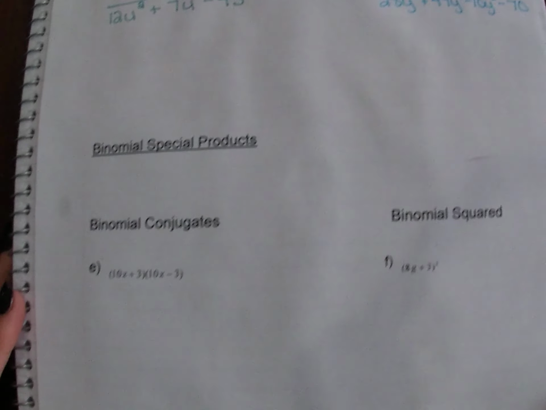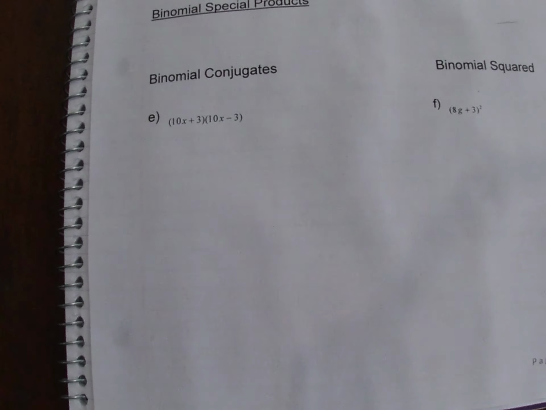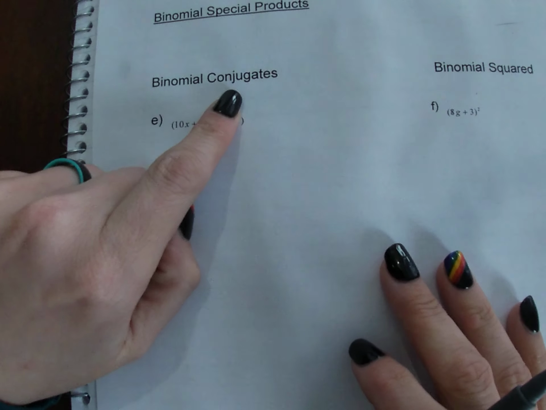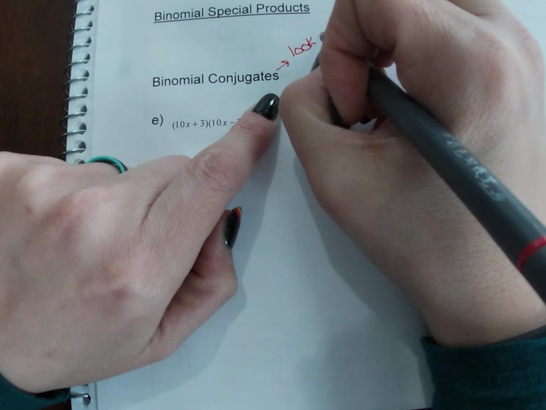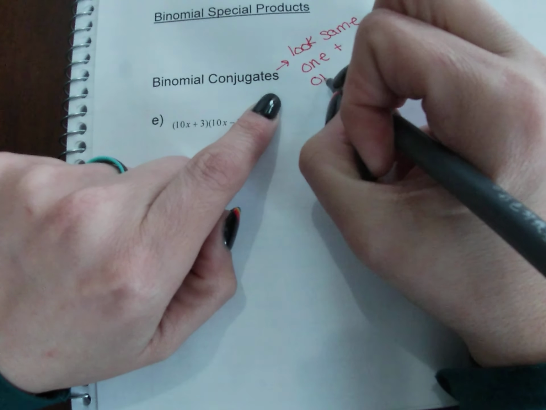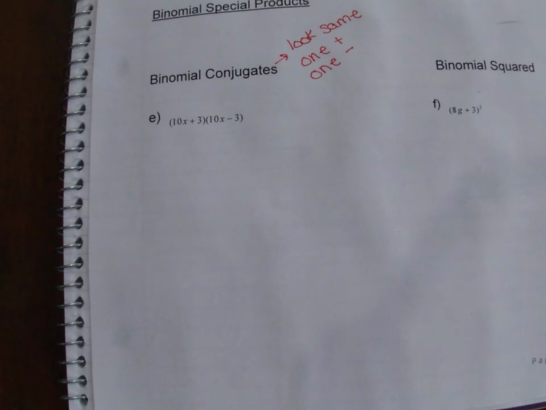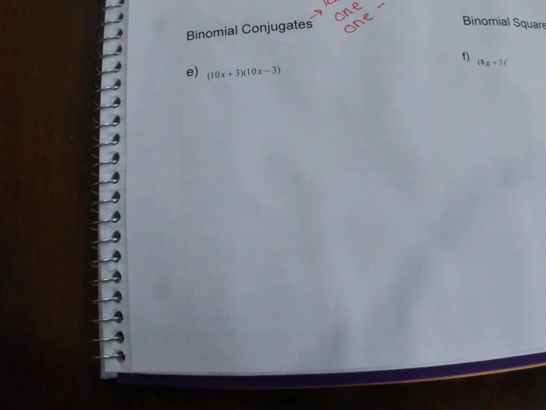Now, we have what we call some special products, right? Products is multiplication, so some special cases that we multiply with. However, just because they're special doesn't mean any of the rules change. So for example, we call this situation binomial conjugates. The word conjugates means that they look the same, so we'll see the same terms inside, but one is going to have addition and one is going to have subtraction. So if we look at this example right here, 10x and 3 are the exact same terms, except one of them has addition and one of them has subtraction.